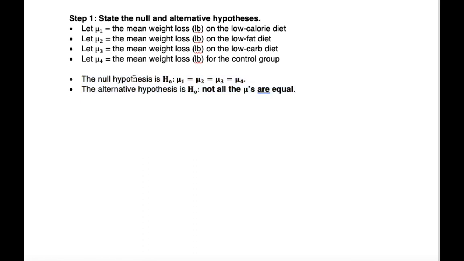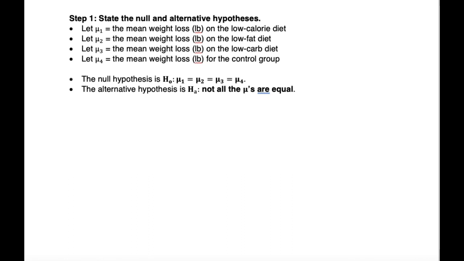For an ANOVA F test, your null hypothesis will always be that all of the means are equal to each other. So all of the population means are the same. The alternative hypothesis is that not all the means are equal. So what this means is that at least one, and possibly only one, of the means is different from the others.